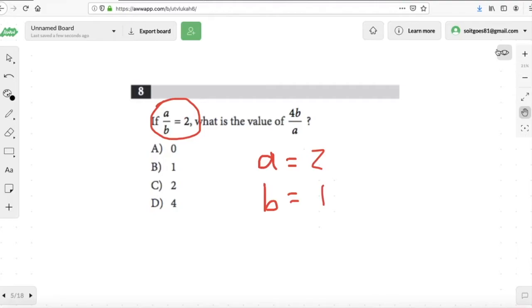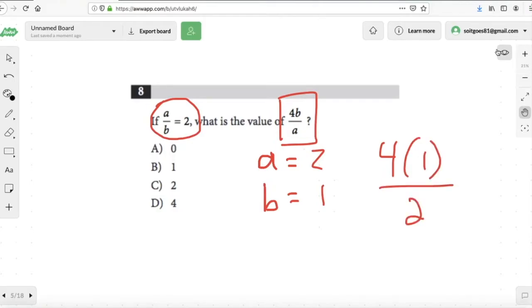Yes. Okay. Now what do we do to find the value of 4b over a? So 4 times 1 over 2. Yeah. We'll just plug it in. Plug it into this expression right here. So it's 4 not times b, but 4 times 1, because we set that value for b, divided by 2. And what does that give us? 2. Gives us 2, which is what answer choice? C. C. Absolutely. It's that easy.